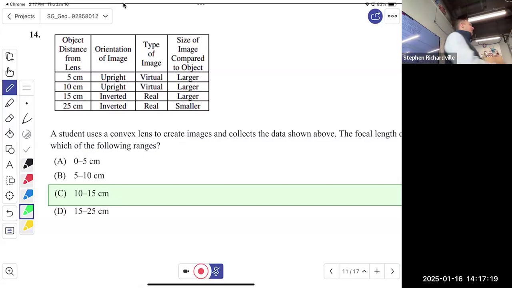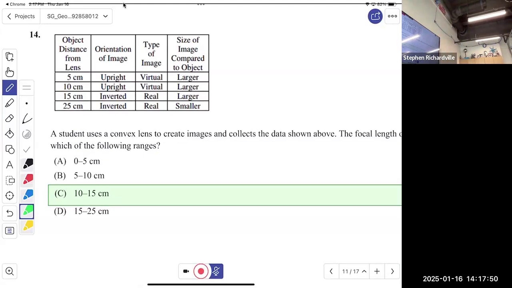You know that a converging lens will create a bunch of different images. If you're inside the focal, it's upright, virtual, and big. So I know that 5 and 10 are inside the focal length. Gotta be. Once I get outside of that, then I start to be inverted. So if I'm really far outside the focal, I'm inverted, real, and small. As I get closer to the focal, I'm getting closer.